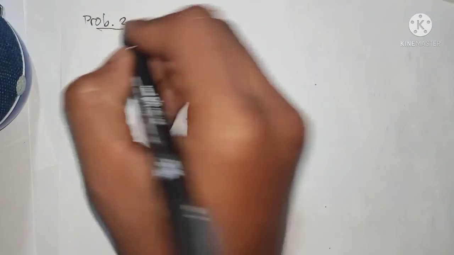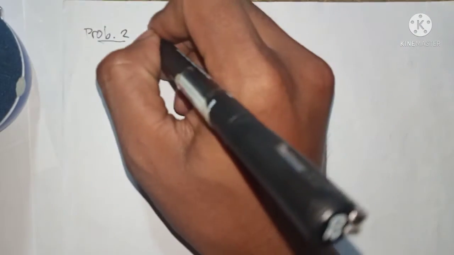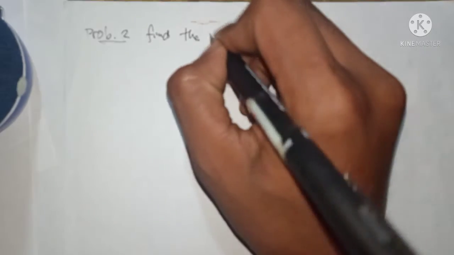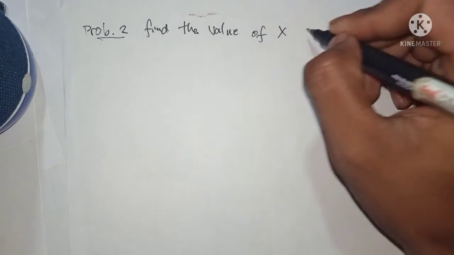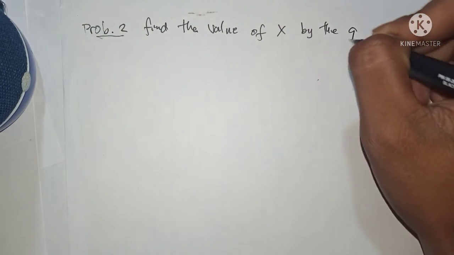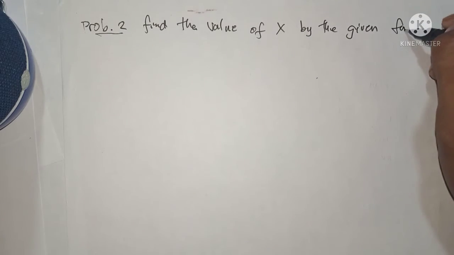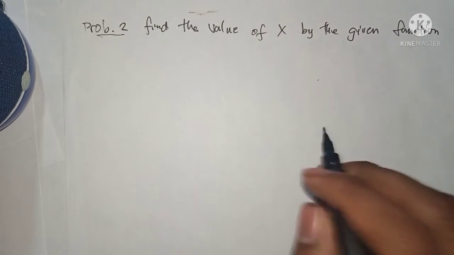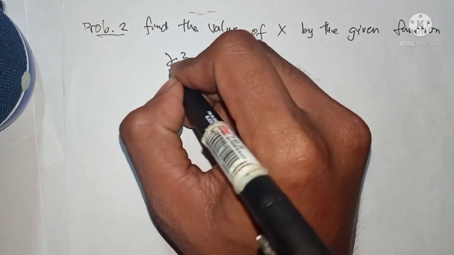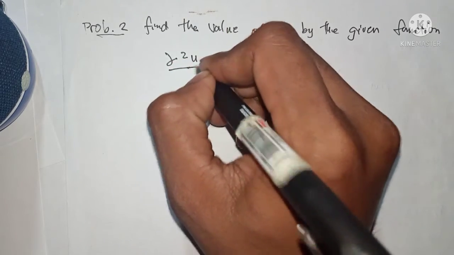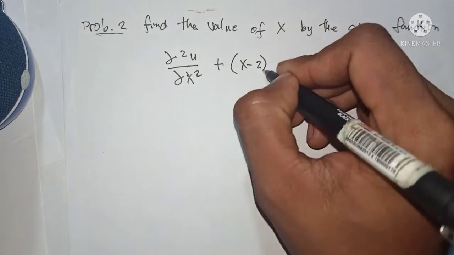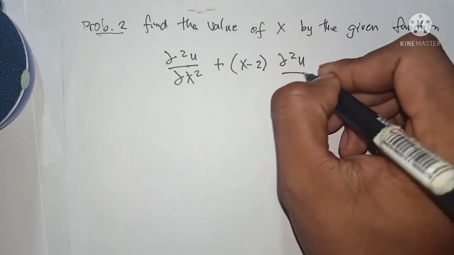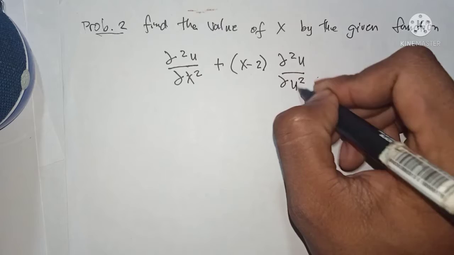Problem number 2, the multiple choice. Find the value of x by the given function: d squared u over dx squared plus x minus 2 times d squared u over dy squared.